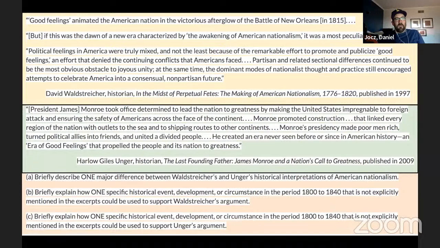I've noticed on this one that sometimes people struggle because usually history teachers show you that this wasn't an era of good feelings like we make it out to be. It wasn't this harmonious time free of political division, but it was better than it was before. So this one, you could talk about how there was a growth of nationalism after the War of 1812. We defeated the British for the second time, sometimes called the Second American Revolution.